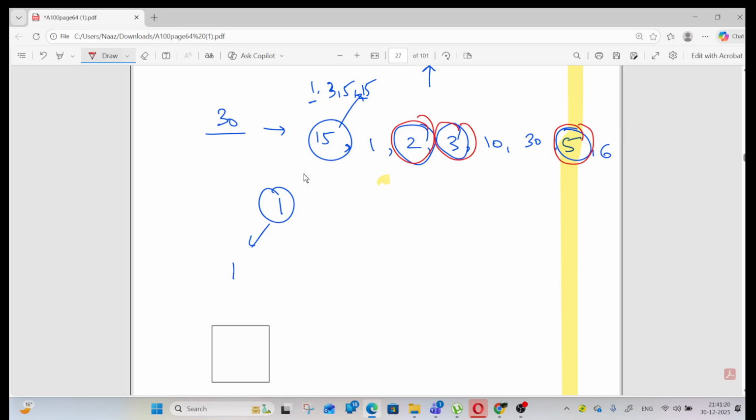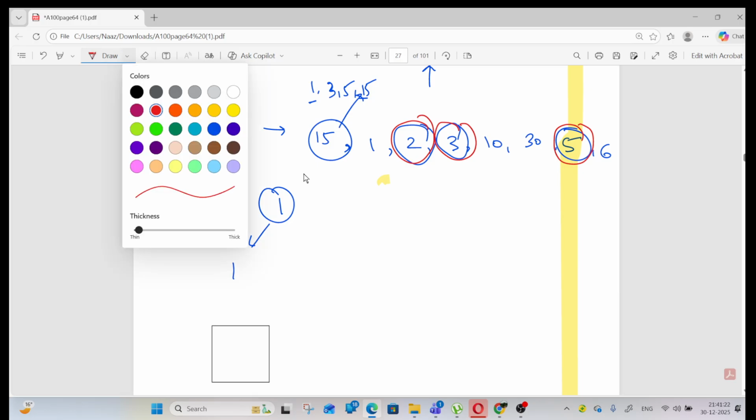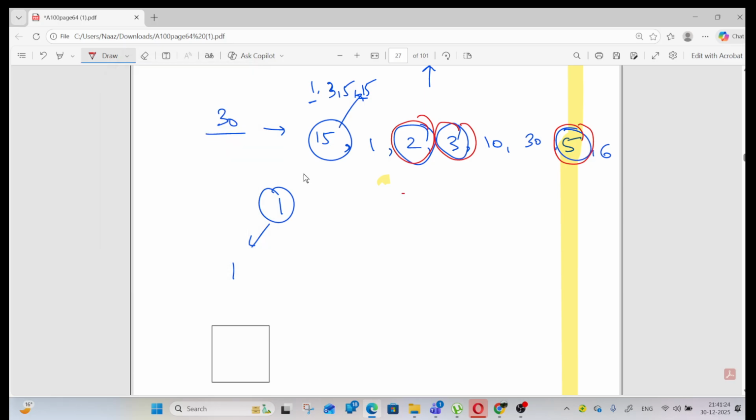Other numbers are not prime numbers, they are composite. Numbers which have more than two factors are called composite. Okay. 1 is neither prime nor composite because it has only one factor, which is 1, right? Now, basically we are talking about prime factors only. So the prime factors of 30 are only 2, 3 and 5, right?